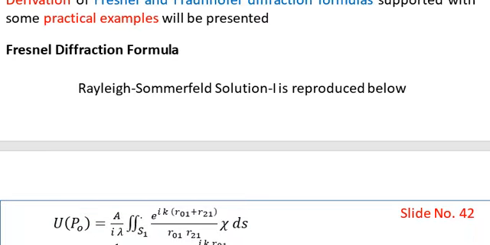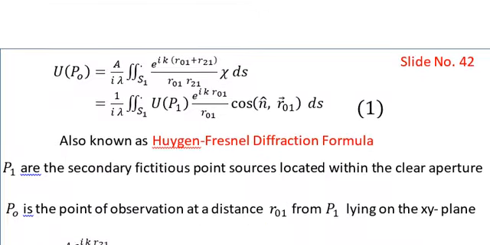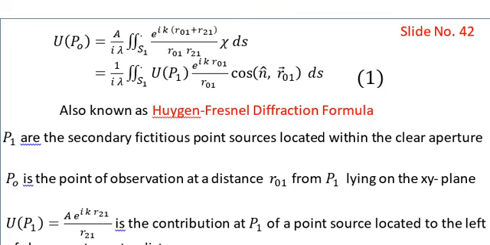Rayleigh-Sommerfeld solution is reproduced below. You see that before that we have three formulas for the Fresnel diffraction formula. Now we are using one of them, which is the Rayleigh-Sommerfeld solution 1, and we are reproducing it below. So in equation 1 we have the Rayleigh-Sommerfeld solution 1, and you know that this u of P0 is actually the field at the point of observation P0.